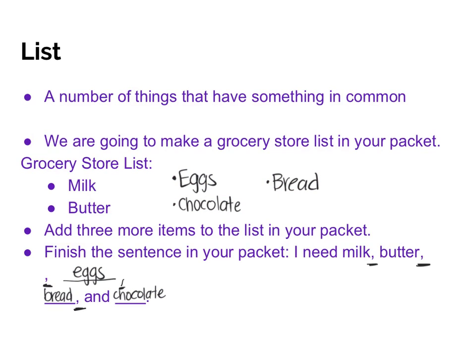Here's my example grocery store list. I need milk, butter, eggs, chocolate, bread. So in my sentence I wrote, I need milk, comma, butter, comma, eggs, comma, bread, comma, and chocolate, comma.